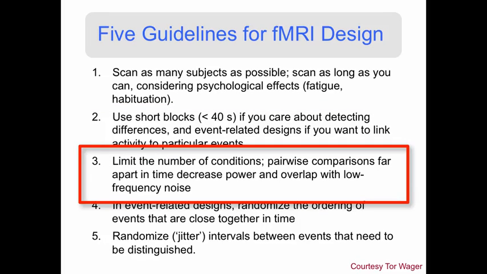The third rule is that you should limit the number of conditions. So if you have 8 different conditions, you might have pairwise comparisons that are really far apart in time because you have to fit in all 8 conditions. If you're comparing the 8th condition with the first one, they might be, say, 2 minutes apart. And then you're going to have problems with things like drift, like we talked about last time. So the drift might actually dwarf the difference between the first and the 8th condition in this example.